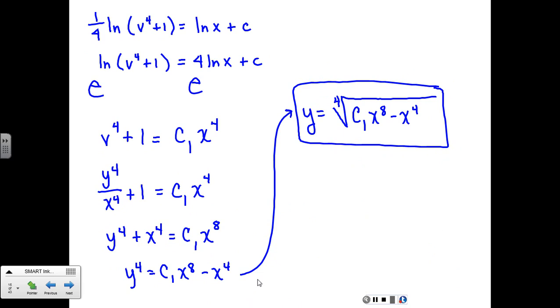Questions, guys? Anybody? If I had put that all in parentheses to the 1/4 power, that's the same thing. And that might maybe even be an easier derivative to take.